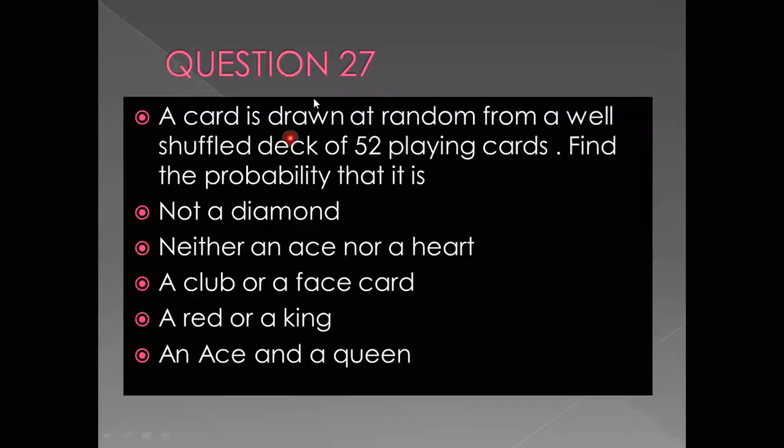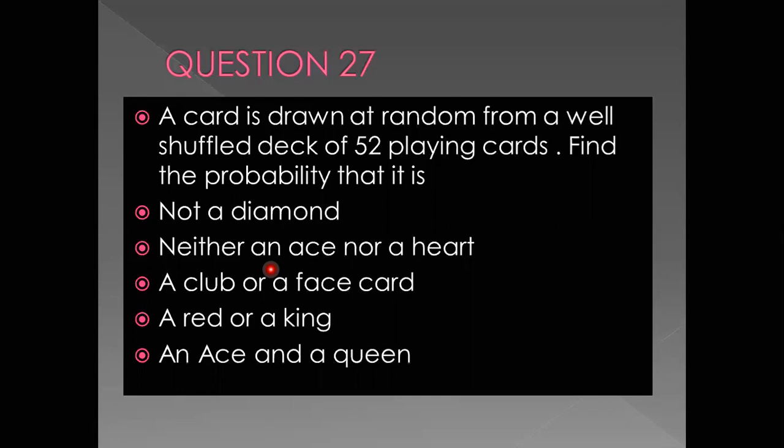Question. In the next question, it is said a card is drawn at random from a well shuffled deck of 52 playing cards. Find the probability that it is not a diamond, neither an ace nor a heart, a club or a face card, a red or a king, an ace and a queen. Children, here you have to remember that whenever it is or, you have to include all the possibilities, and whenever it is and, you have to only find that possibility where both the conditions are satisfied.